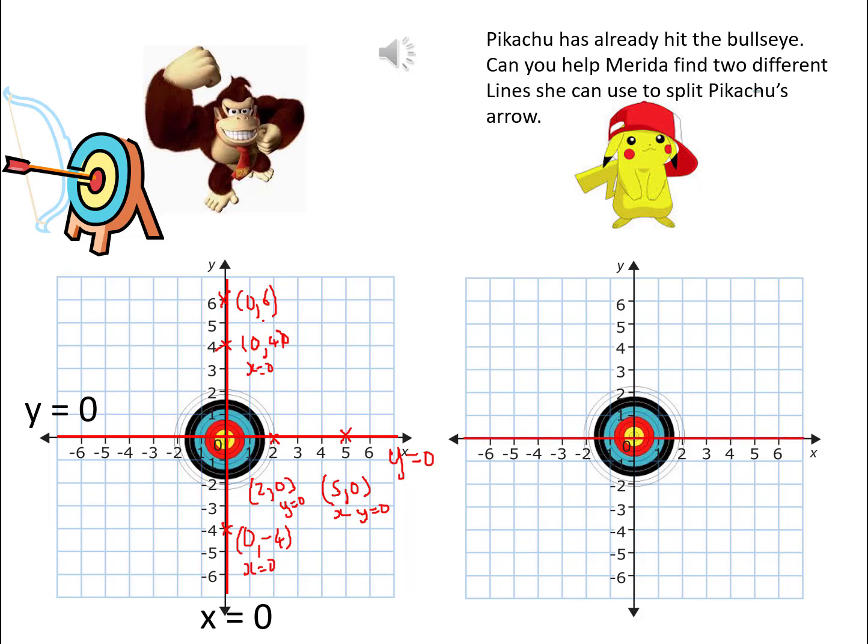So can you be like Merida and split the arrow? We remember that's y equals 0. This is x equals 0. So how can we split this arrow? Imagine Pikachu's already hit the bullseye. What two lines can we use?